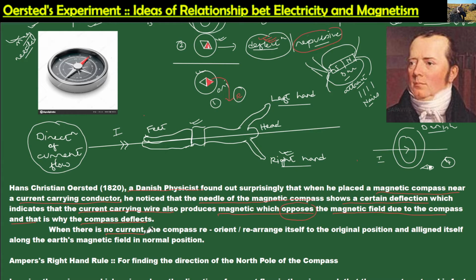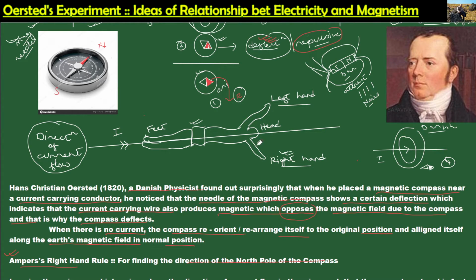Whereas when there is no current, the compass will rearrange itself in the original position, which means it will orient in the north-south direction. The magnetic compass always orients in the north-south direction, which is the direction of the Earth's magnetic field, its normal position. Now for finding the direction of the magnetic field, or the direction of deflection of the north pole of the compass, we use Ampere's right hand rule.